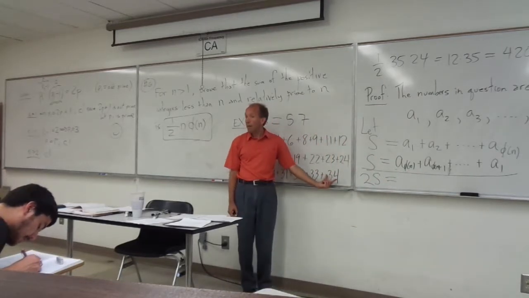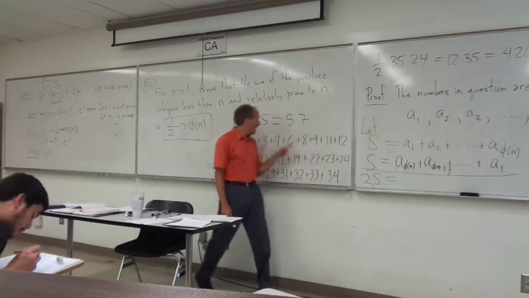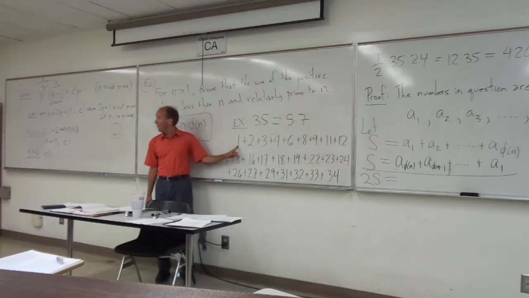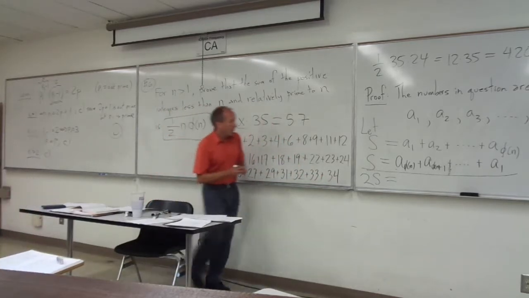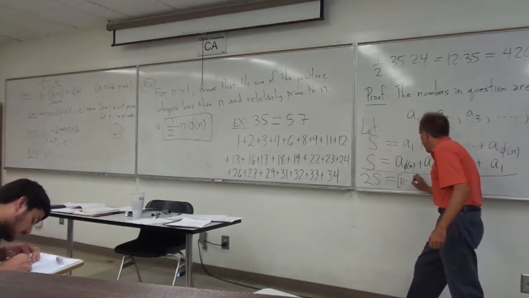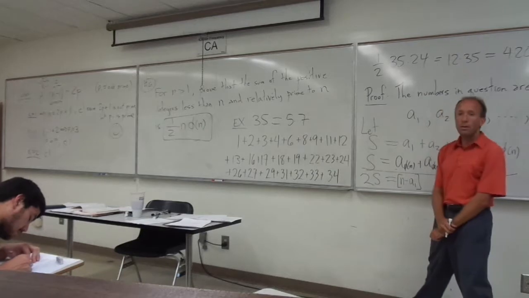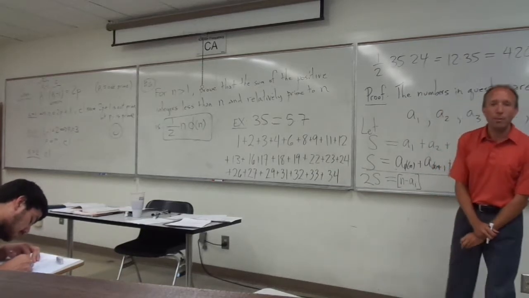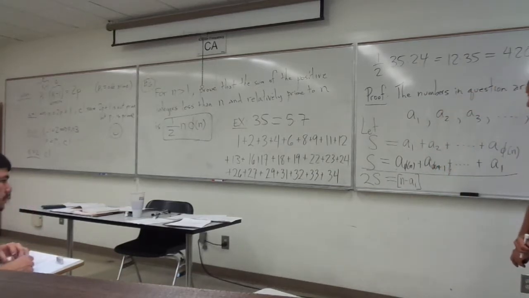N minus 1, right? It's just n minus the first number. So a sub phi of n, does everybody agree that's just n minus a1? It's just n minus a1. Does that require a proof? No, it's really clear, I think.